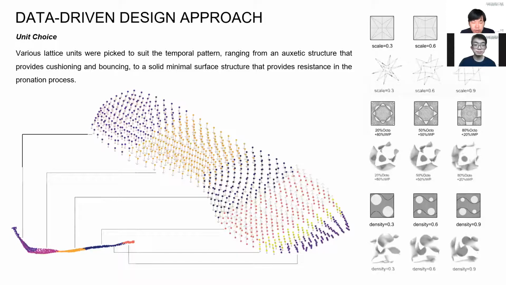Then we took the 6 optimal zones and tested them with various proposed optimal lattice units to be distributed in each segment. Various lattice units were picked to suit the temporal pattern, ranging from an auxiliary structure that provides cushioning and bouncing to a solid minimal surface structure that provides resistance in the pronation process.